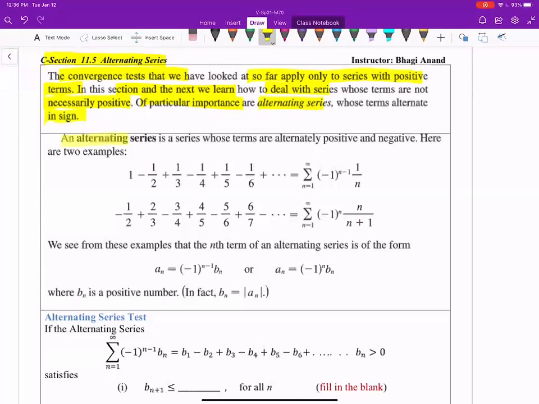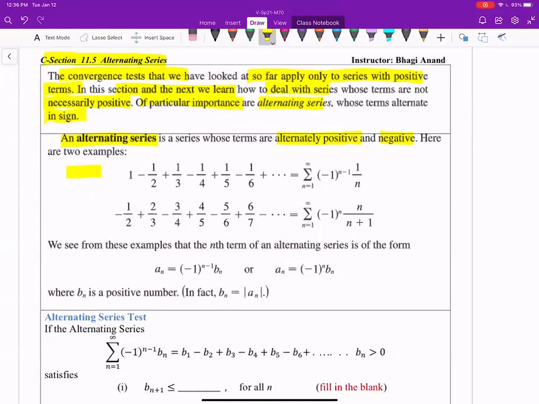So what is an alternating series? It is a series whose terms are alternatively positive and negative. Here are two examples. You can consider the expanded version of a series with 1 minus 1 half plus 1 third minus 1 fourth plus 1 fifth minus 1 sixth and so on. If you notice, the terms are similar to the harmonic series. The only thing is the terms are alternatively positive and negative.